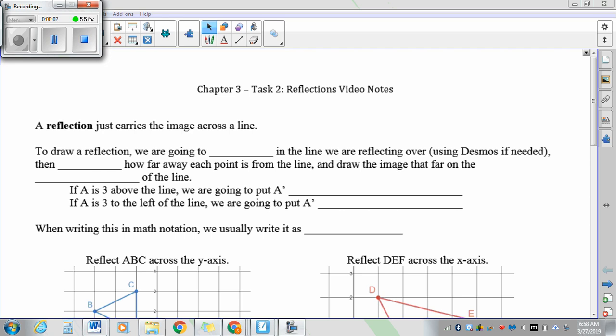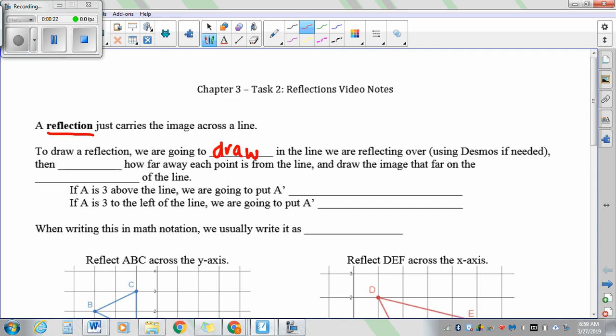So now that we've talked about translations, which is just taking a shape and moving it left, right, up, or down, now we're going to talk about reflections, which is where we take a shape and we flip it. So up here we said that a reflection carries an image across a line. To draw a reflection, we are going to draw in or sketch in the line we are reflecting over. Sometimes it's already drawn for you, but if it isn't, we need to draw it in.